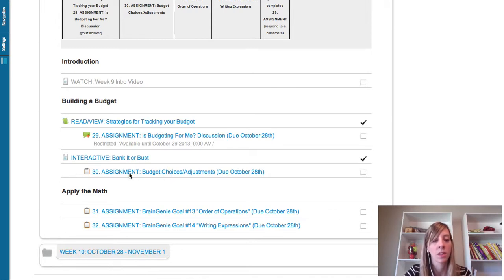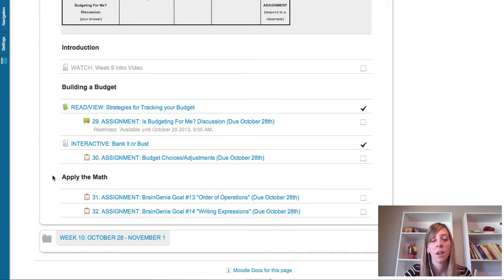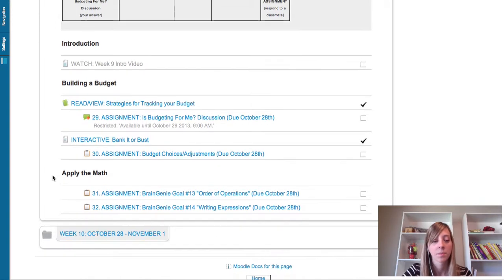It'll help out with your assignment number 30 with budget choices and adjustments. Assignment 30 is you're given a scenario, an income for yourself, and they want you to set up what your budget would look like based on that income that they give you and what you're going to do when big expenses come up. So that's your assignment number 30. Once again, thinking about your budget and setting it up in preparation for your exam in week 10.